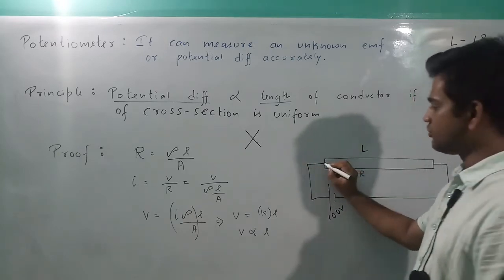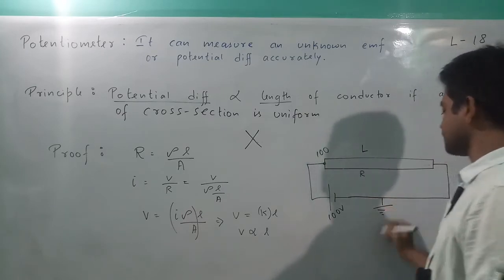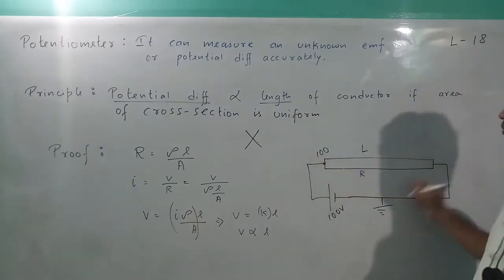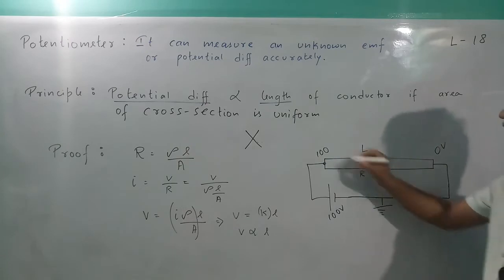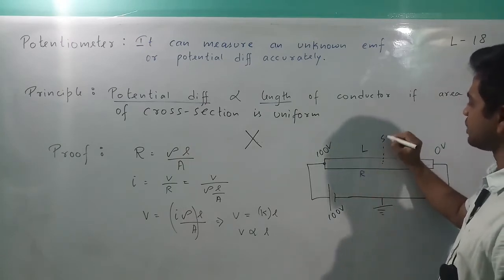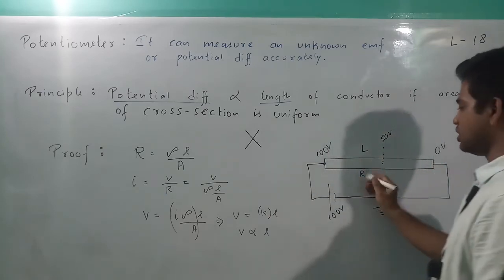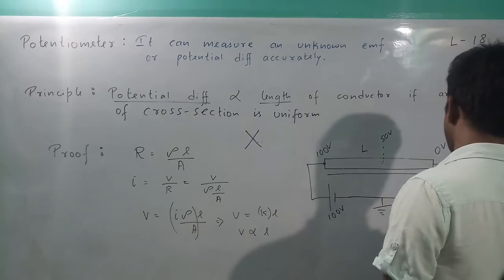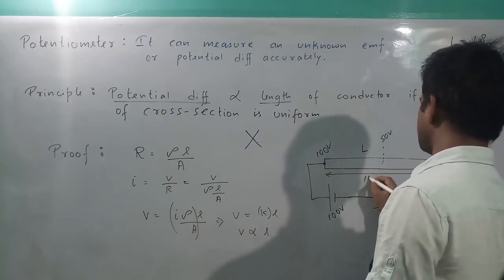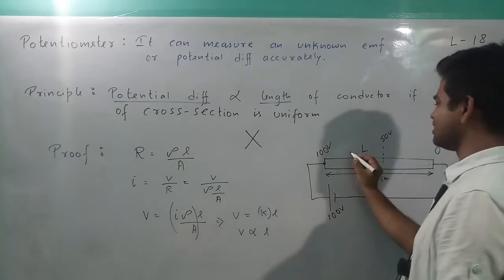Can I say the potential here is 100? If this part is grounded, potential here is 100 and potential here is 0 volt. What is the potential exactly at the center? It will be 50 volt, correct? Now, suppose the whole length is 100 centimeter, all right? Can I say that this length is 50 centimeter?